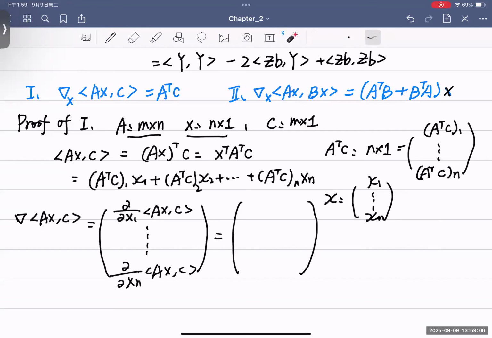Let's just look at them one by one. So what is the partial derivative for this term? We already know A x transpose C, the inner product of Ax with C, is given as this term. When we take the partial derivative for x1, only this term has x1. So the result must be this one, which is a constant. It stands for the first element in A transpose C.